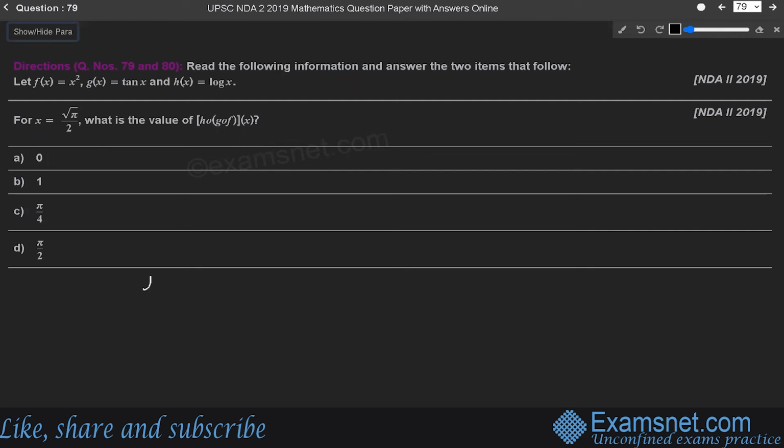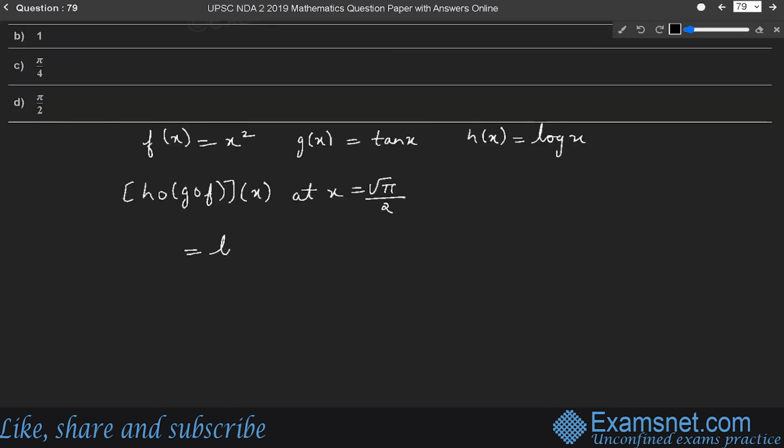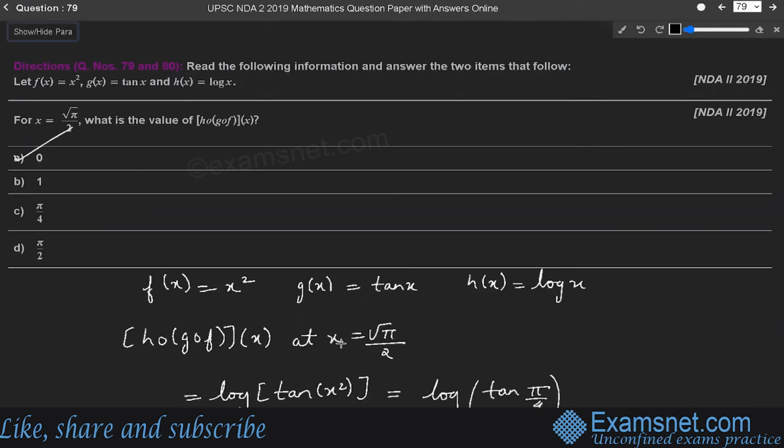So here the values are given, which is f of x equal to x square, g of x equal to tan x, and h of x equal to log x. Therefore, h of g of f of x at x equal to under root pi by 2 will be log of tan x square. So it will be equal to log of tan pi by 4. We know that tan pi by 4 is 1 and log of 1 is 0. So the correct answer for this question is option number A here.